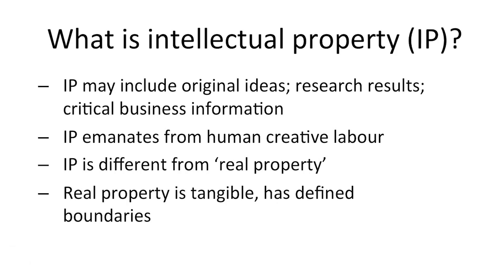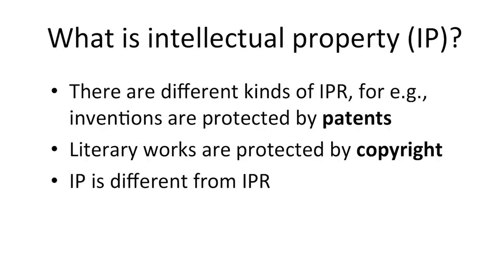A land is defined by its boundaries. A pen is an object that exists in time and space. So we do not have problems in ascertaining the boundaries of this property. Whereas when we come to intellectual property, we do have certain issues in understanding the outer limits or the boundaries or the private space of intellectual property.